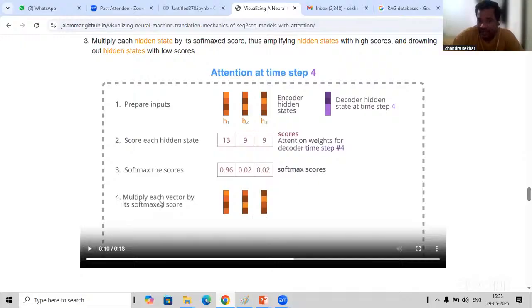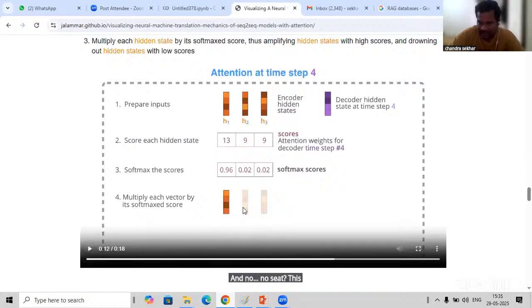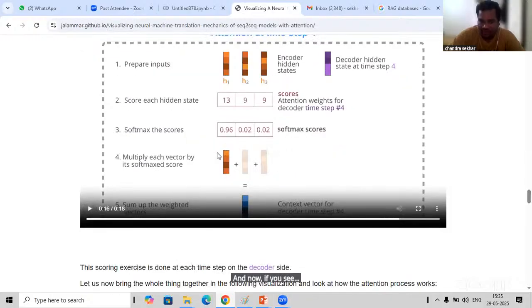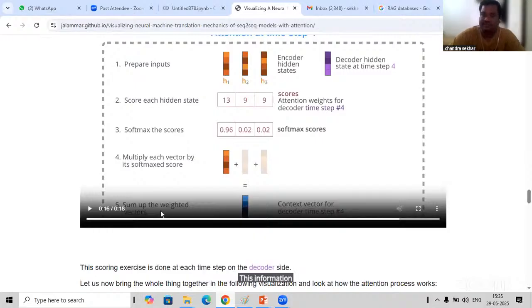And see, multiply each vector by its softmax score. Each softmax output is multiplied with each element of these vectors. Now see, this one is thick and this one is very, very light. When we multiply 0.02 with these numbers, it automatically reduces. Now if we add all those, this should be the context vector for the decoder. This is my context vector. This information you have to use.